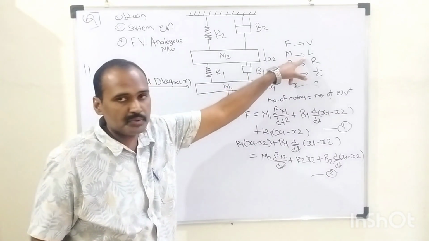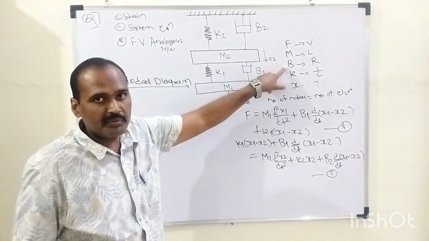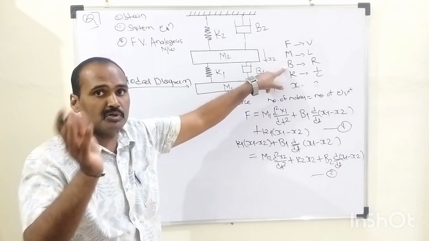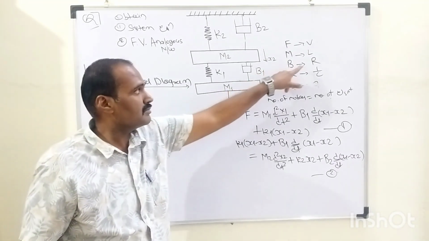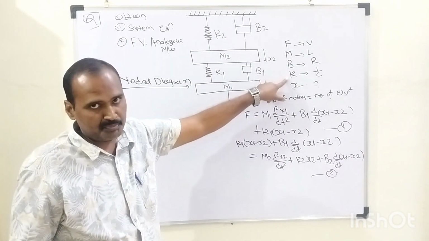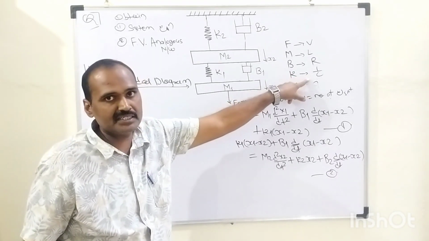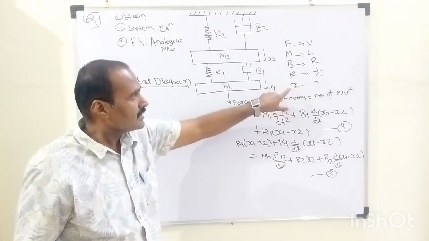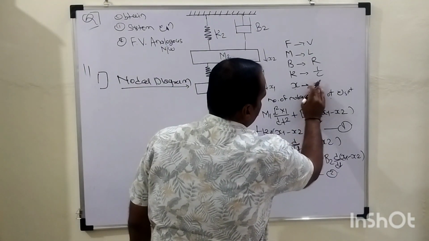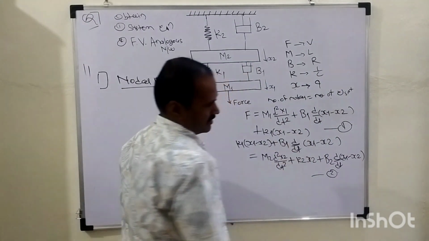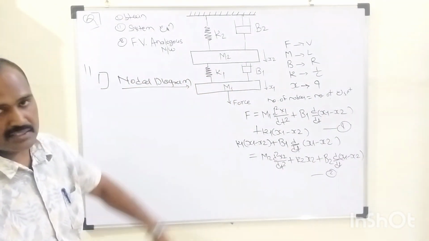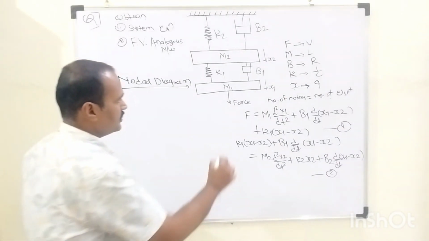So M is analogous to inductor L, right? Damper, its basic property is to oppose the flow of current. So which electrical parameter is responsible to oppose the flow of current? That is nothing but resistance. So B is analogous to R. K stands for what? Spring. It is denoted by the elasticity statement 1 over C, and this X, that is nothing but displacement, is analogous to charge. That is nothing but Q.